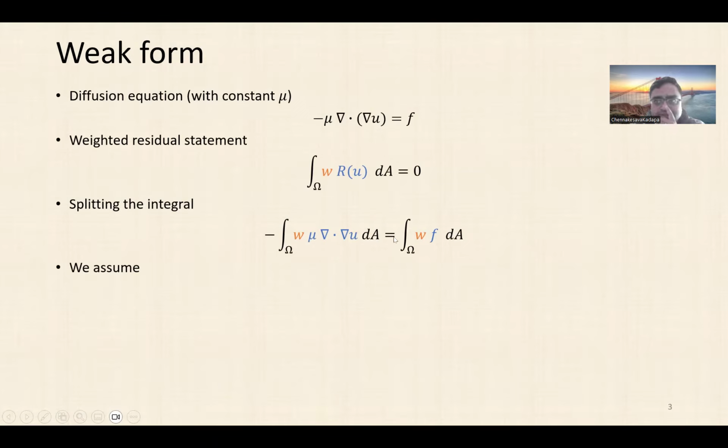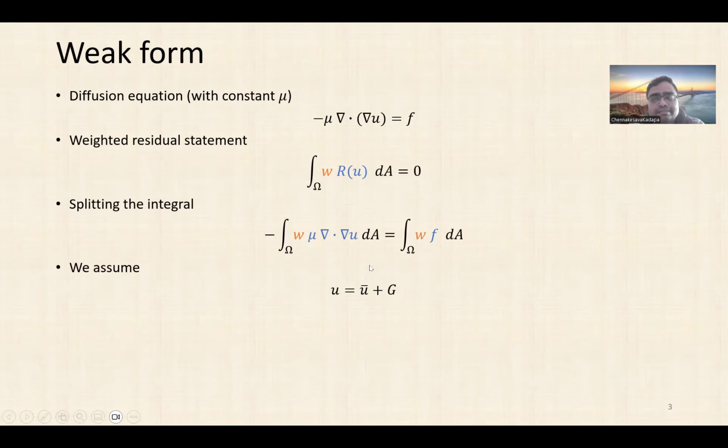Once we split the integral, we have to apply the boundary conditions. In order to apply the boundary conditions, we made some assumptions about the function space for u. We assume that the solution u is a sum of u bar plus g.